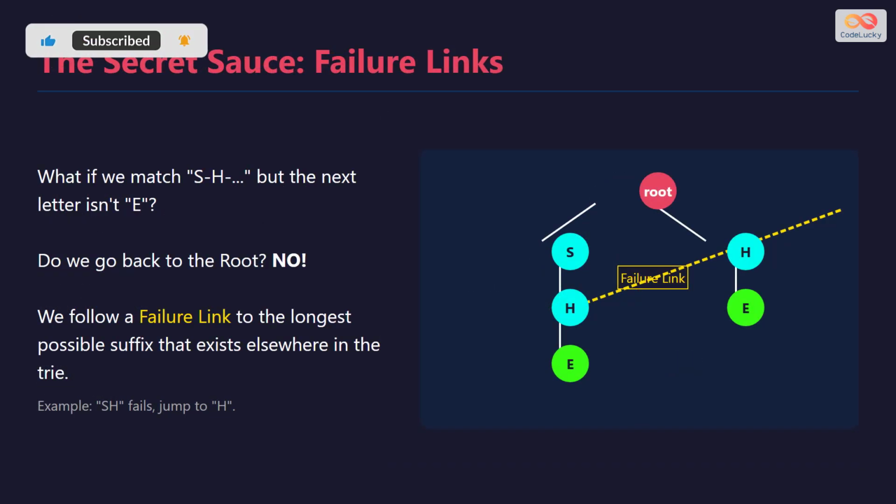The secret sauce of Aho-Corasick is the failure link. If we are matching a word but the next letter does not match, we do not start over from the beginning. Instead, we jump to the longest possible suffix that exists elsewhere in the tree. This prevents unnecessary backtracking.